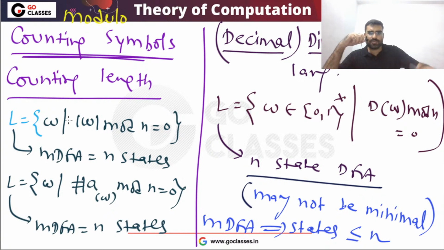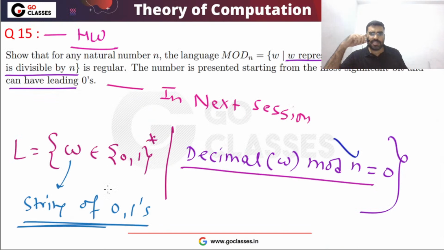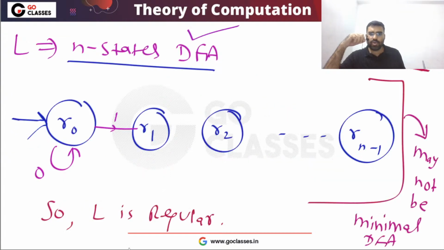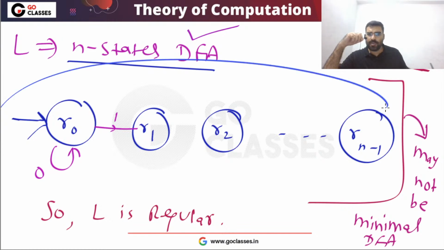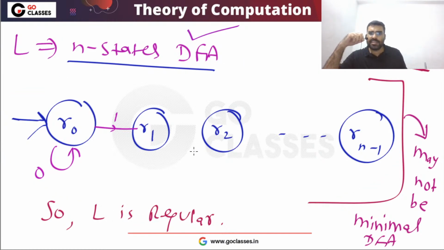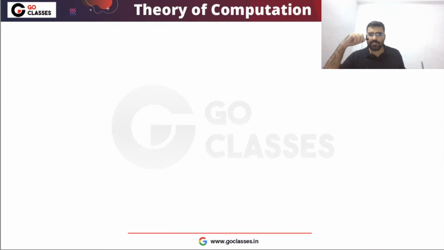Now let's move on. So basically the question is asking, prove that it is regular. Yes, it will be regular because you can create a DFA. This DFA may not be minimal. Remember, this n state DFA may not be minimal, so you have to minimize it.